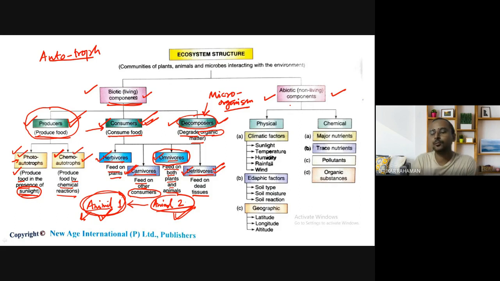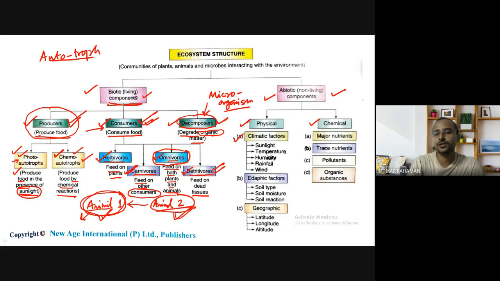Let's look at the abiotic component, the non-living component. We are seeing what the abiotic components of ecosystem structure are. One group is the physical component. Another group is the chemical component. Under the physical component, there are several factors.